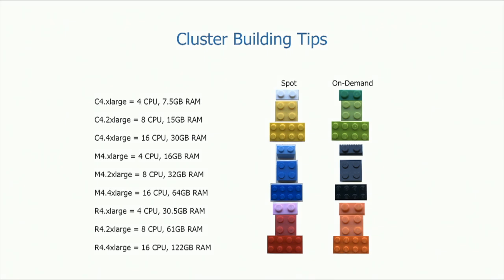And in case the colors don't come through very well on the slide here, it's basically white and yellow for spot Cs, different shades of green for on-demand Cs. We have like a pastel blue and a regular royal blue for M4s. And then we have blacks for M4s on demands. And then for spot Rs, we have pink and red.